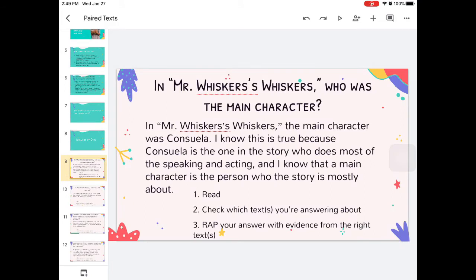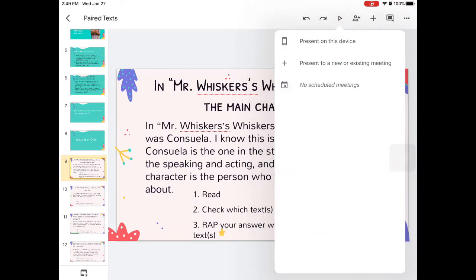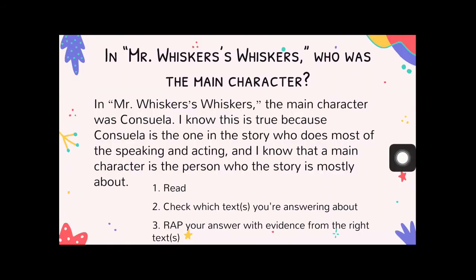The question says, in Mr. Whiskers' Whiskers, who was the main character? Otis's answer: In Mr. Whiskers' Whiskers, the main character was Consuela. I know this is true because Consuela is the one in the story who does most of the speaking and acting, and I know that a main character is the person who the story is mostly about.